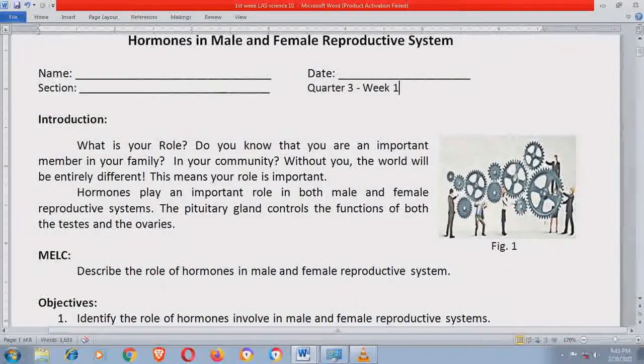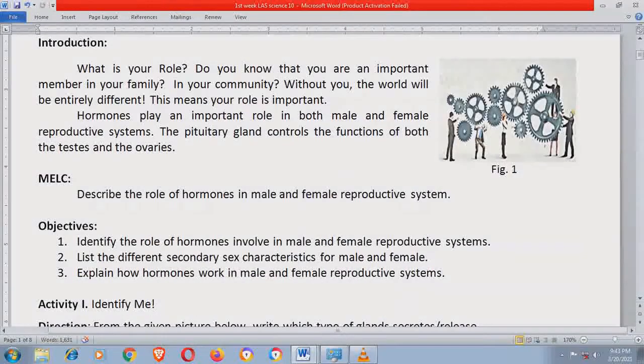So to start with, we have the introduction. What is your role? So this LAS will ask this one. What is your role? Do you know that you are an important member in your family, in your community? Without you, the world will be entirely different. This means your role is important. Hormones play an important role in both male and female reproductive system. The pituitary gland controls the functions of both the testes and the ovaries. So that is the introduction.